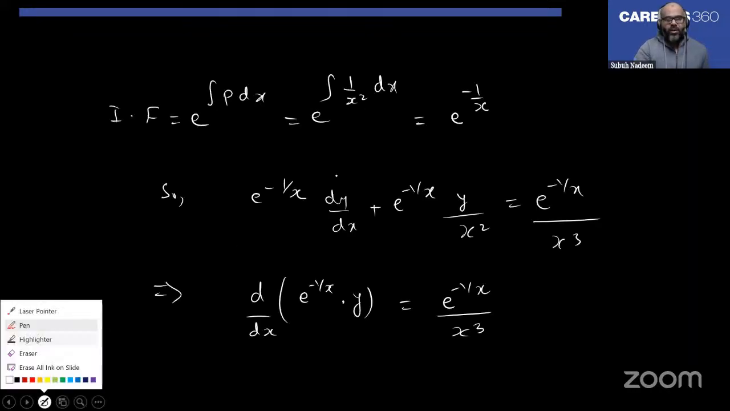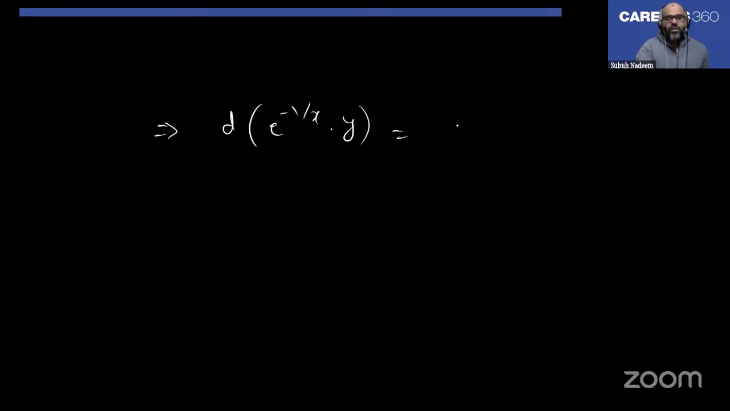Now we take dx on the right side. This is d of e to the power minus 1 by x into y is equal to e to the power minus 1 by x over x cube dx. So integrate both the sides.